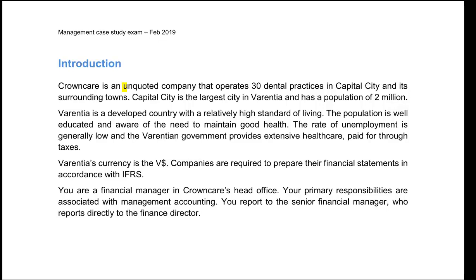For example, if we go straight in here and have a look at the first sentence, we immediately are shown that Crowncare is an unquoted company. Now, that means that when we think about financing, equity financing could mean a listing via IPO, for example, and this could potentially be an exam issue.